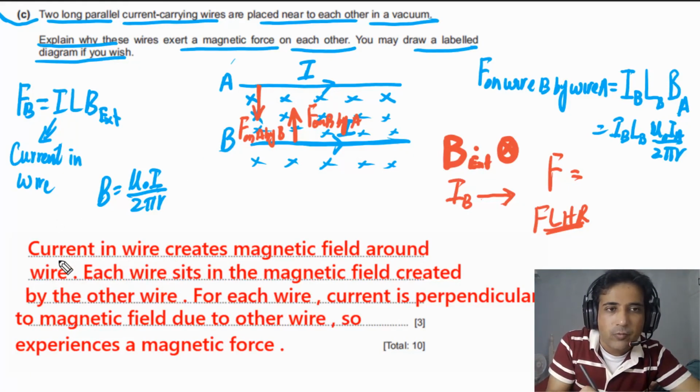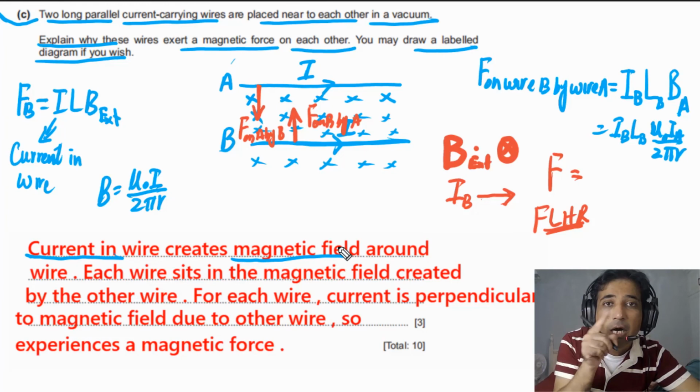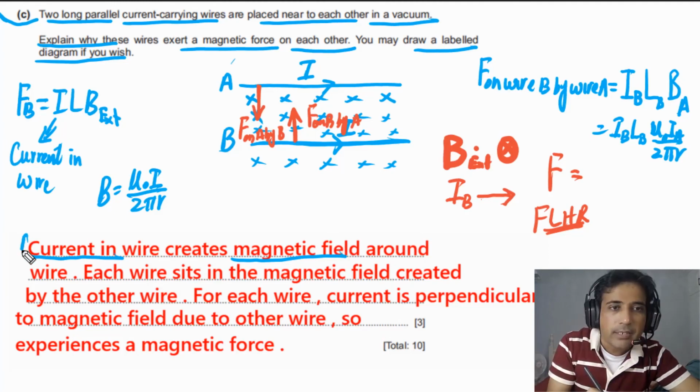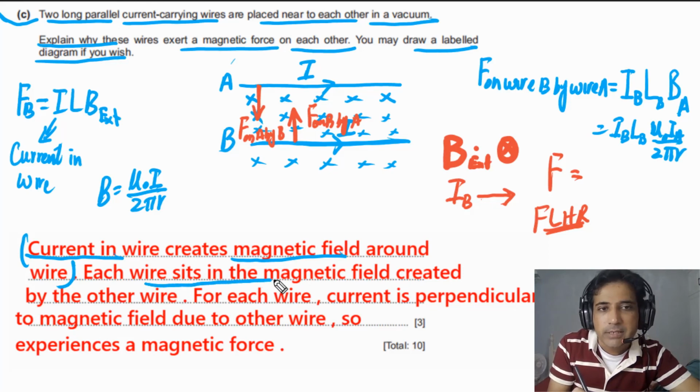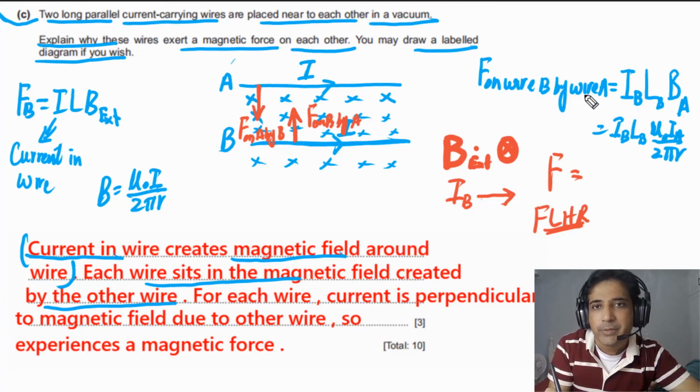Current in wire. In this case, we are talking about current in wire A creating a magnetic field. And that is also true for B. B will also create its own magnetic field because current is flowing in wire B. Current in a wire creates a magnetic field around the wire. Each wire sits in the magnetic field created by the other wire. We have discussed this point. If you need to find the force on wire B by A, you have to consider the magnetic field of wire A. For each wire, the current is perpendicular.